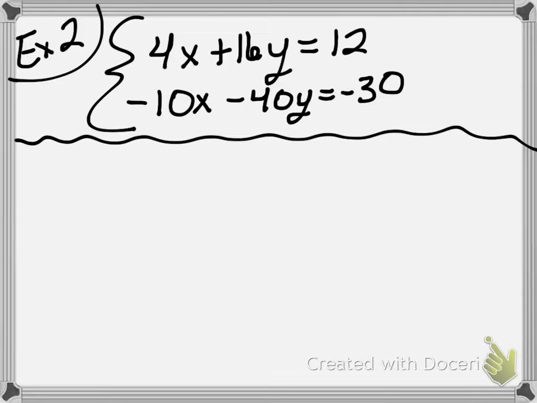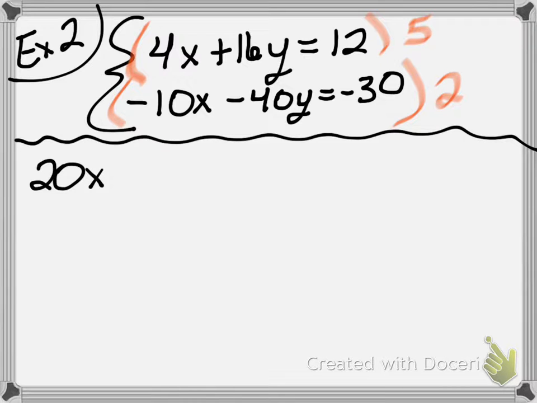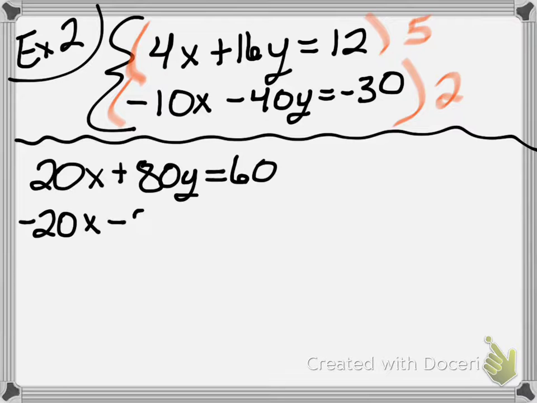Between 4 and negative 10, I know that those numbers both go into 20. So I'm actually going to multiply the first equation by 5 and the second equation by 2. Now, if you saw a different number that 4 and negative 10 can both get to, that's perfectly fine. You might just be dealing with larger numbers. It's okay, we're going to get to the same answer. When I multiply these out, I'll get 20x plus 80y equals 60. And negative 20x minus 80y equals negative 60.